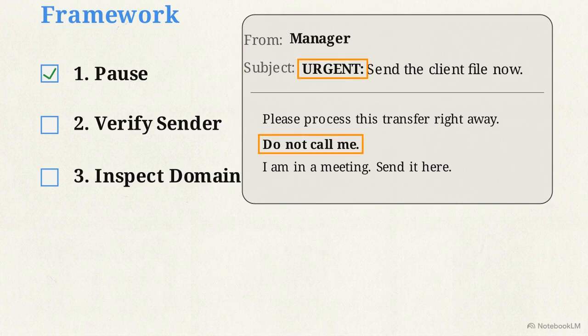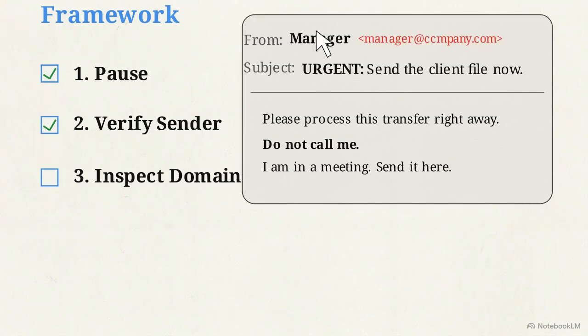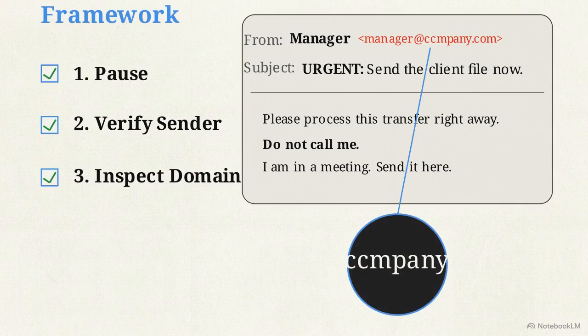Step 2 is to verify. Start by checking the sender. A familiar display name is easy to fake. You need to expand the contact details to reveal the actual hidden email address sending the message. Next, inspect the domain name of that address carefully. Attackers frequently register domains that look almost identical to official company addresses, sometimes slipping in a single extra letter or substituting a number for a vowel to deceive the eye.